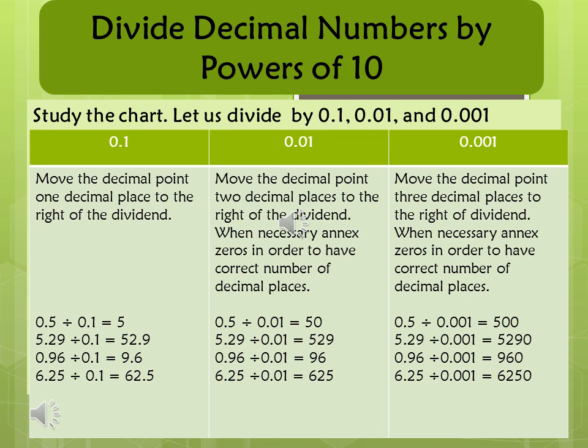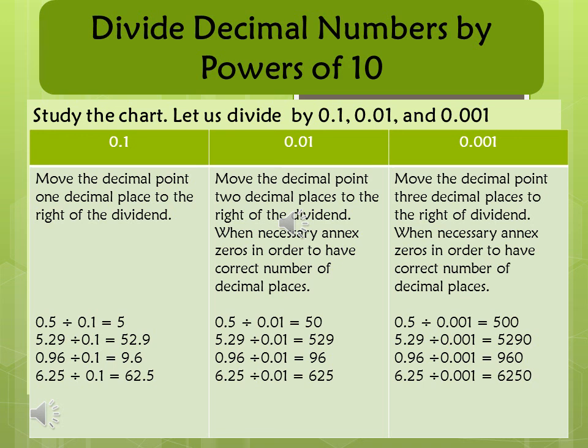5 and 2900 divided by 1000s. Move nyo ng 3 beses. So, mula sa dividend, mula sa 5 point, 1, 2, 3. Ang sagot ay 5,290. 9600 divided by 1000s. I-move nyo ng 3 beses. 1, 2, 3, mag-a-annex kayo ng 0, kaya magiging sagot nyo ay 960.